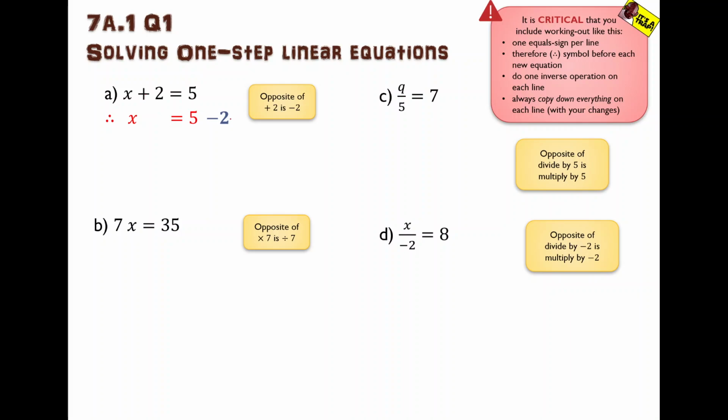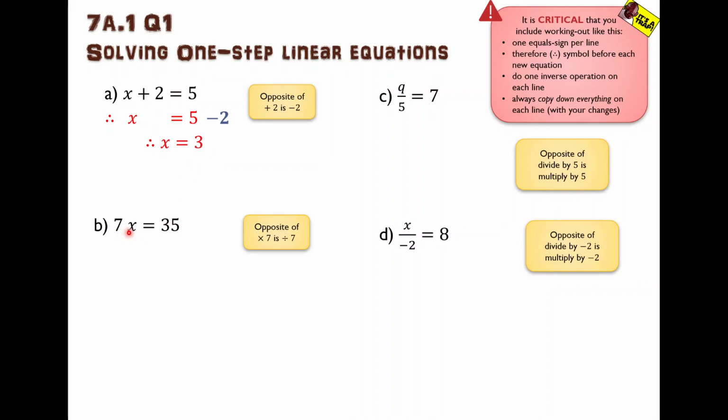That is important. On the next line, we can do a similar thing where we copy everything down, but we can replace this, 5 take 2. 5 take 2, well, we know what that is. We can replace that with 3. Everything else gets copied down. I have a therefore, I copy down the x, I copy down the equals. It's just that I replace that with 3. Let's try another one.